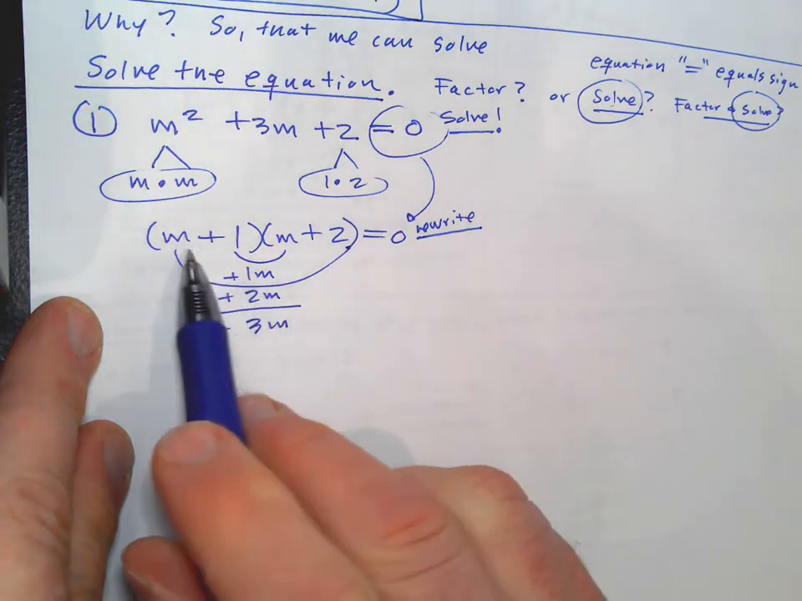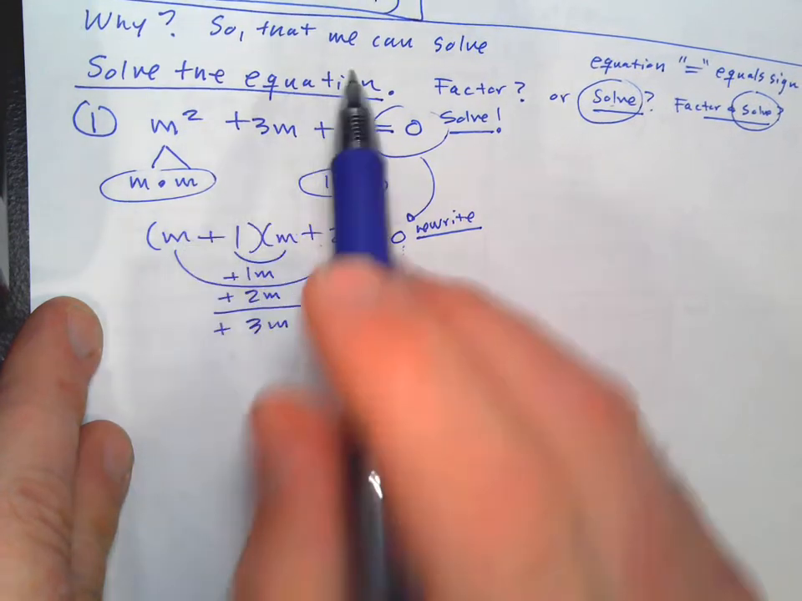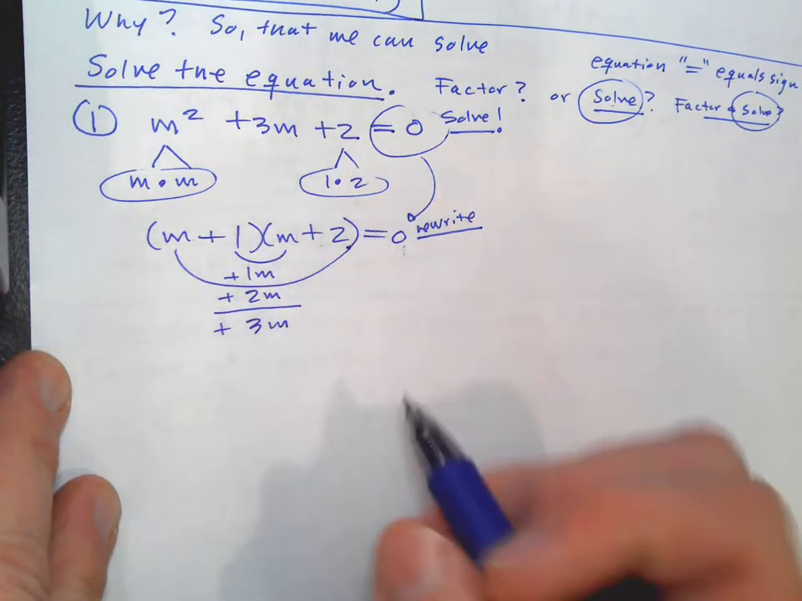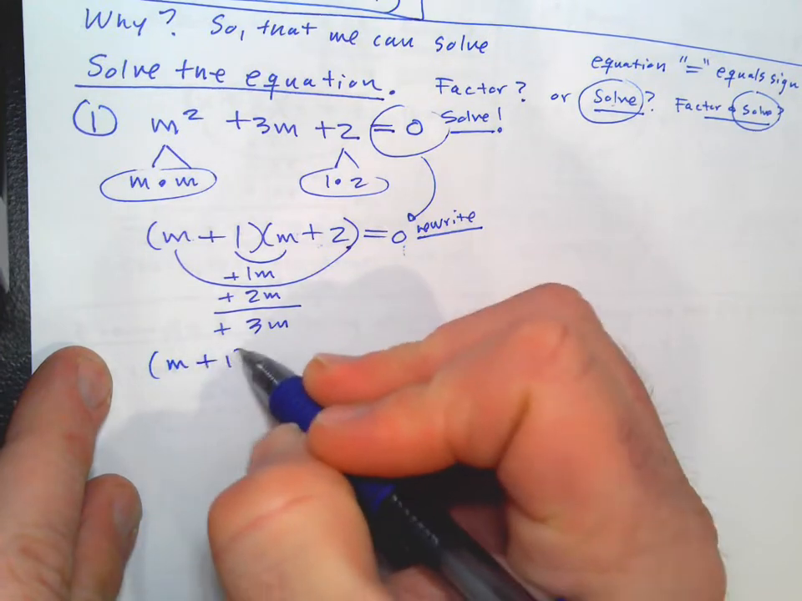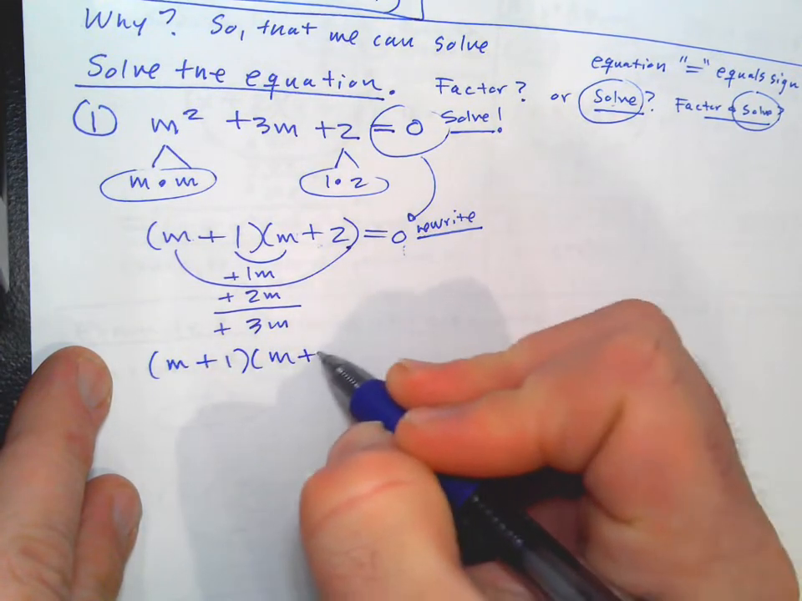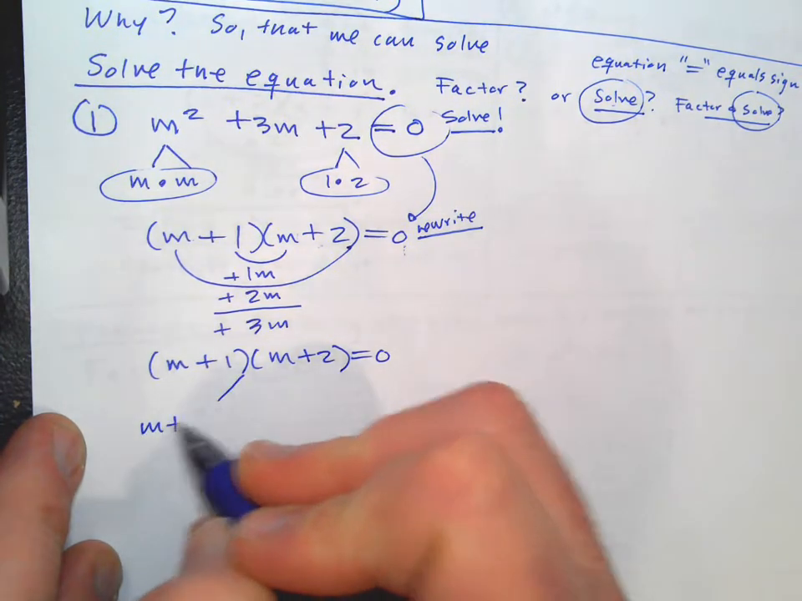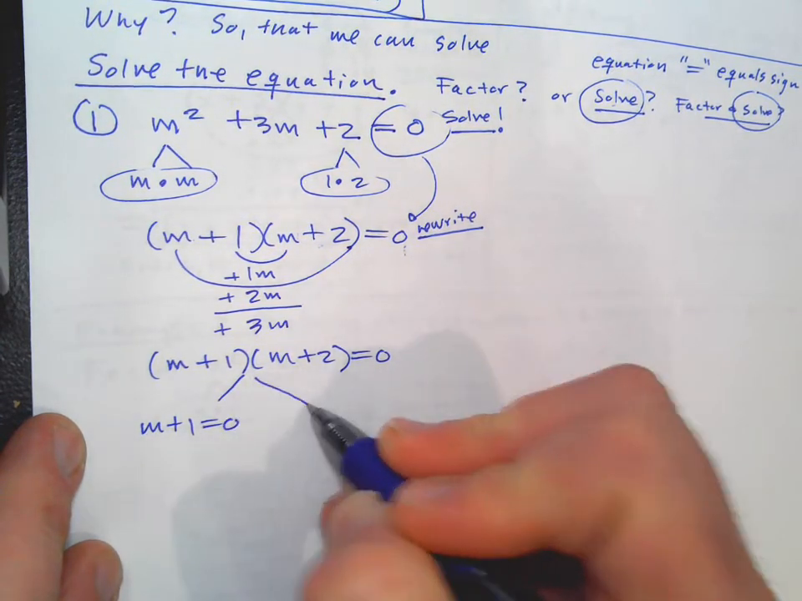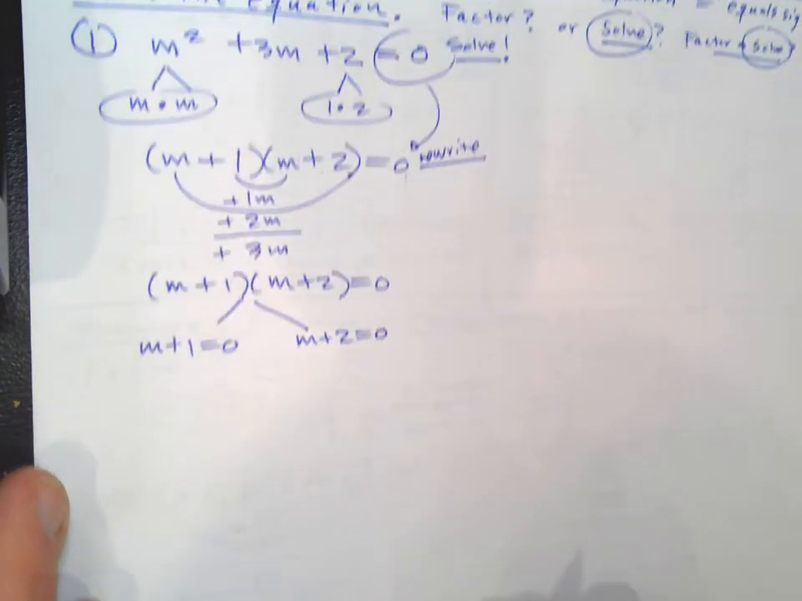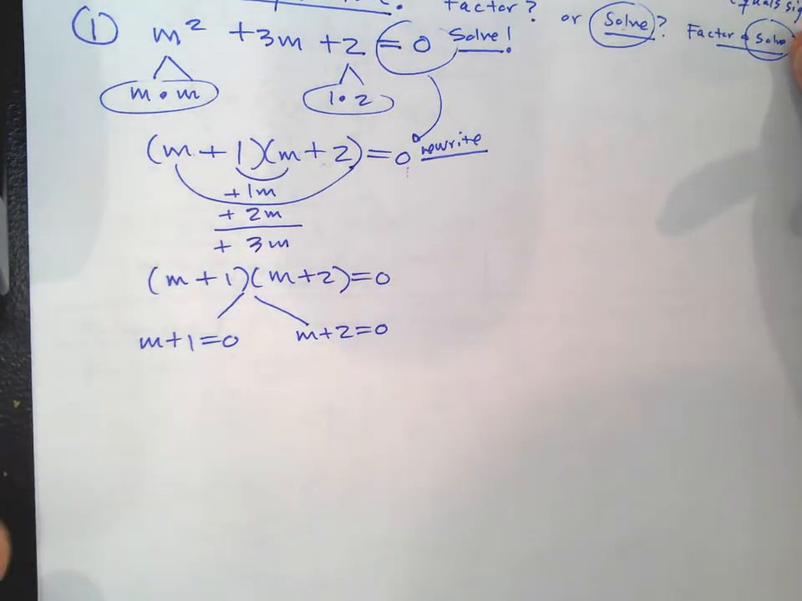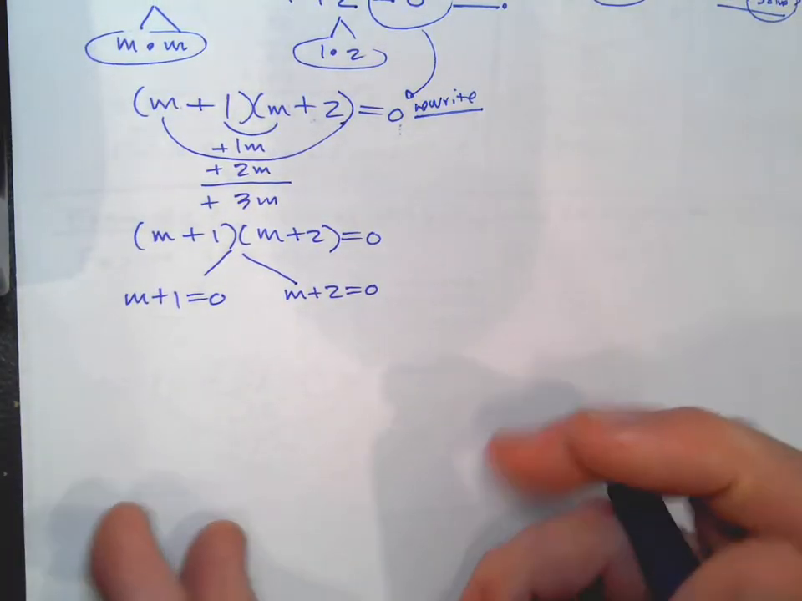It says if there's a bunch of things multiplying each other that give you 0, each one of them could be 0 as long as they're multiplying. So I'm going to rewrite this one: m plus 1, m plus 2 equals 0. So we're going to do what we did last week. M plus 1 equals 0 is a possibility, and m plus 2 equals 0 is a possibility. That's the zero product property. If this is 0, it'll make it work. If the other one's 0, it'll make it work. We want to find all the answers that make it work.